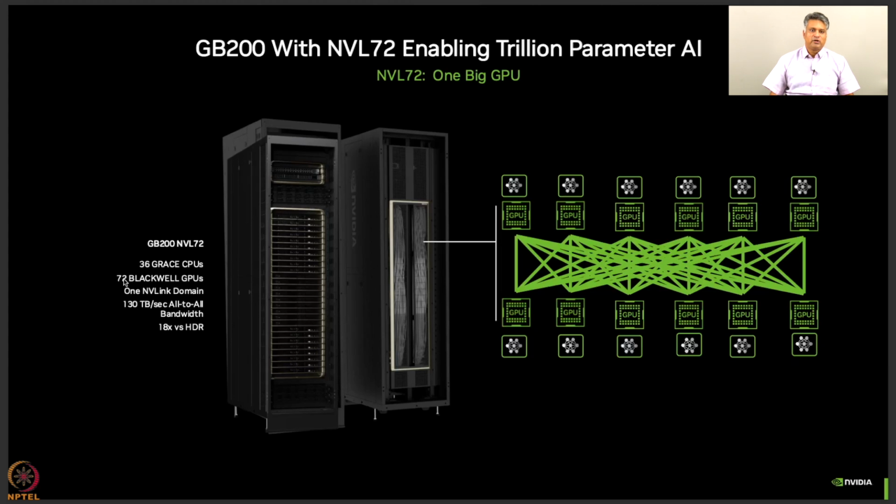So if you were to look at an arrangement where you couple several of these, here is a small cluster of 36 Grace CPUs, which are then interconnected using one NVLink. These are connected in the all-to-all format and is capable of delivering 130 terabytes per second bandwidth.